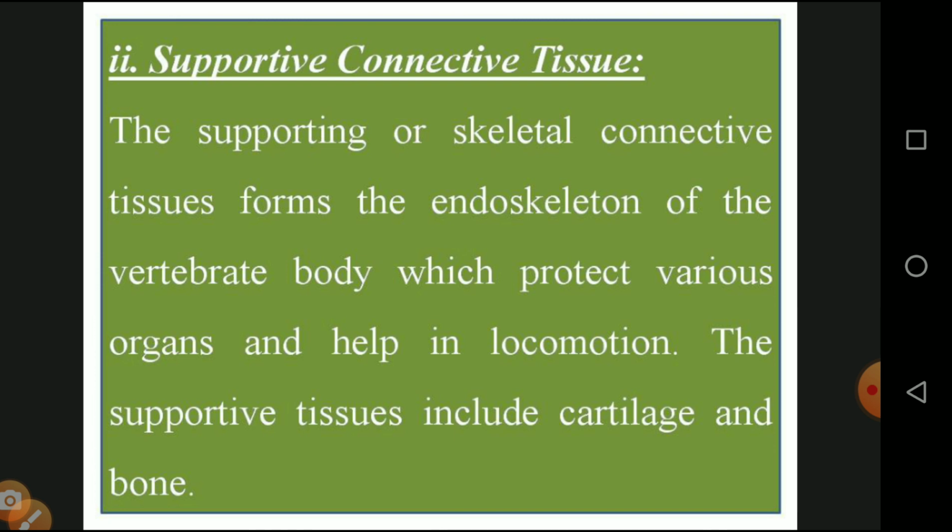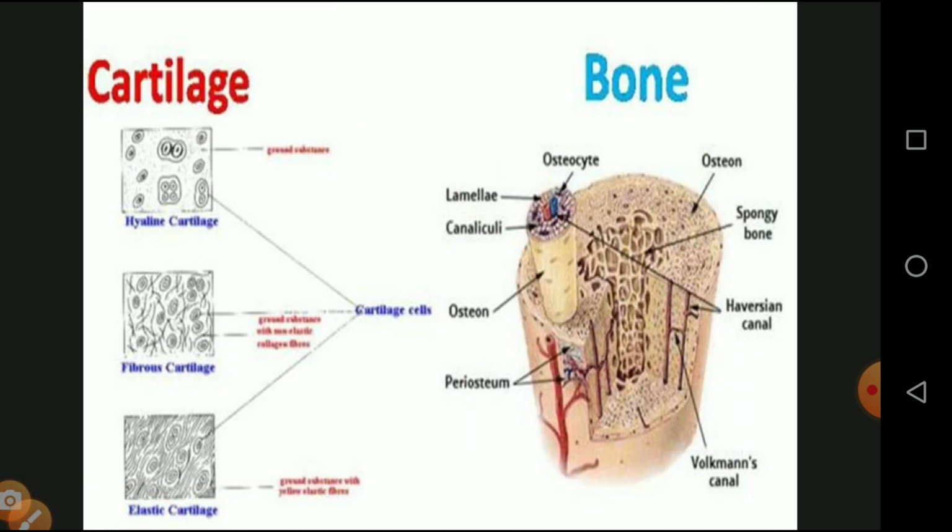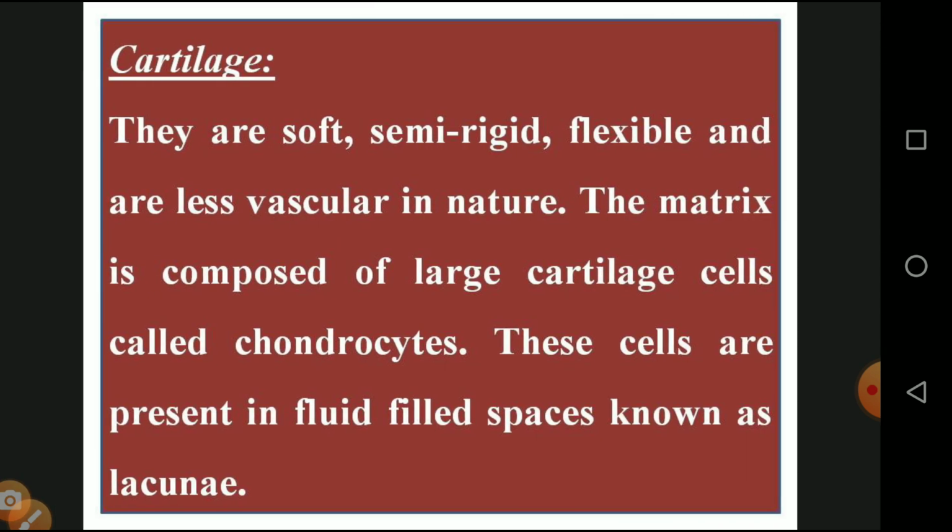The supportive tissues include cartilage and bone. Cartilage is located in the nose and the ear, and bone is located in the entire form of our body. And this is the diagrammatic representation of cartilage and bones. What is cartilage? It is soft or semi-rigid, flexible and less vascular in nature. The matrix component has large cartilage cells, or chondrocytes, and these are present in fluid filled spaces known as lacunae.